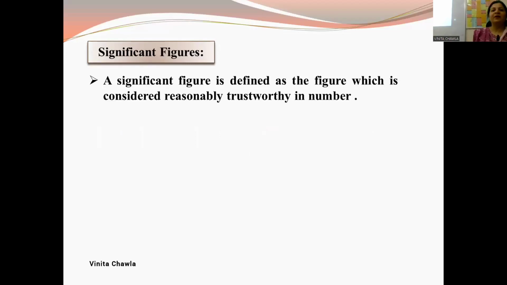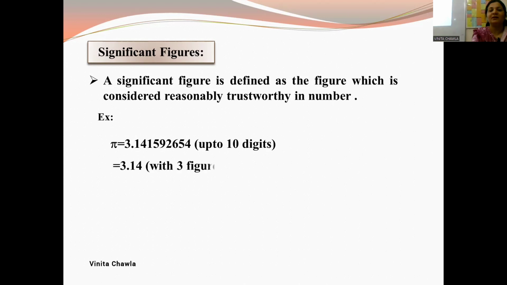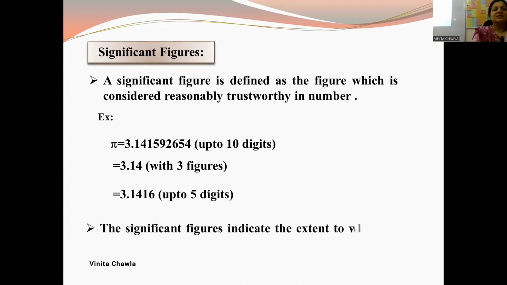So a significant figure is defined as the figure which is considered reasonably trustworthy in number. This is the definition of significant figure. For example, if we know the value of pi, it's 3.14159265 for 10 digits, right? We can also write pi in 3 digits, it's 3.14. We can also write pi up to 5 digits, it's 3.1416. So the significant figures indicate the extent to which the readings are reliable. Okay.